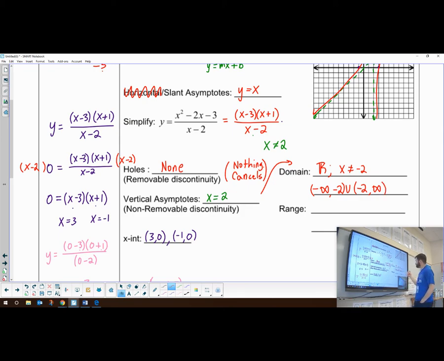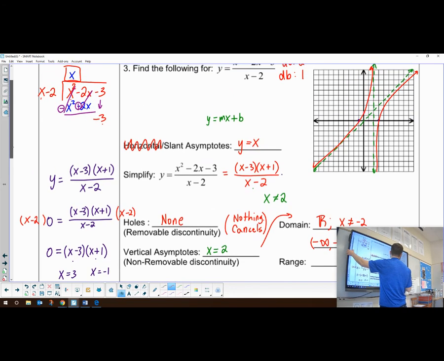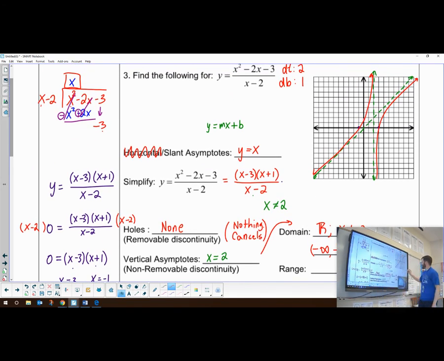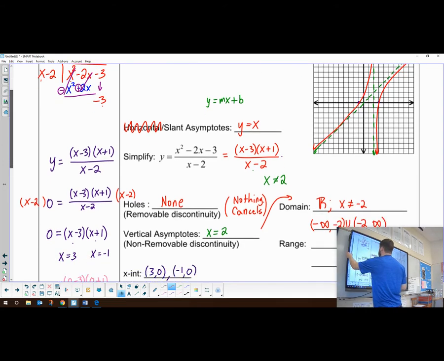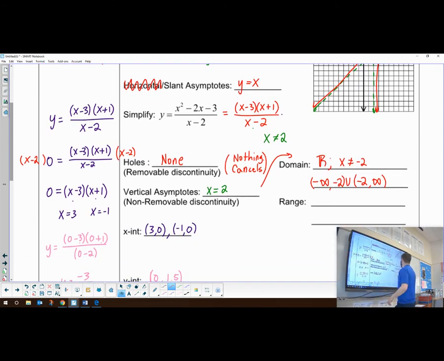Okay? But my range is the one that we really need to talk about. My range is going to start here at negative infinity. But it doesn't have a horizontal asymptote anymore. It doesn't have a hard stop. It actually just keeps going up. The angle changes, but it's going to keep going up. That's not going to change. So my range is actually going to be all real numbers, negative infinity to positive infinity. All right?